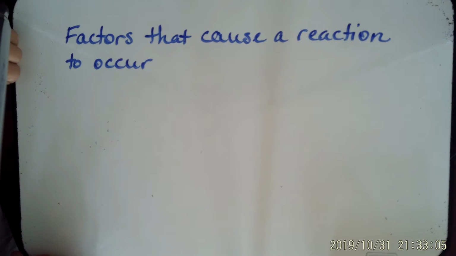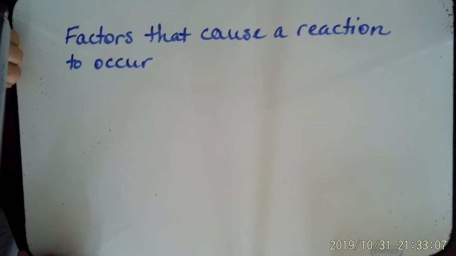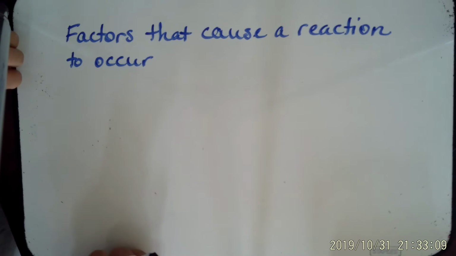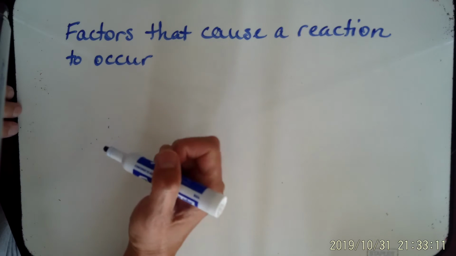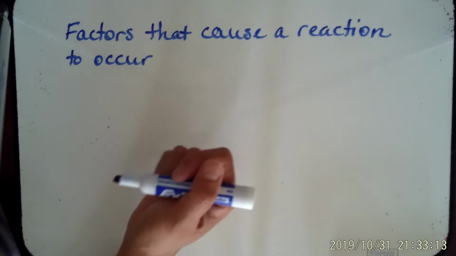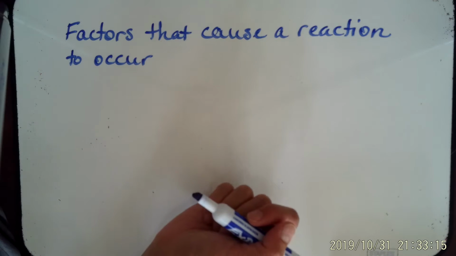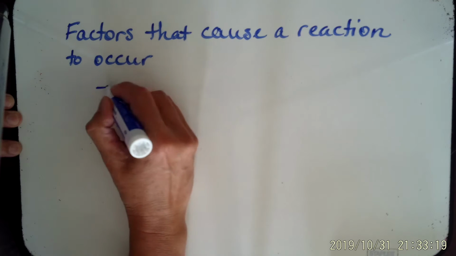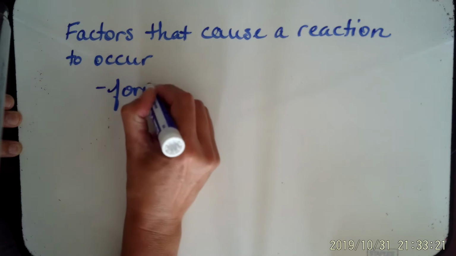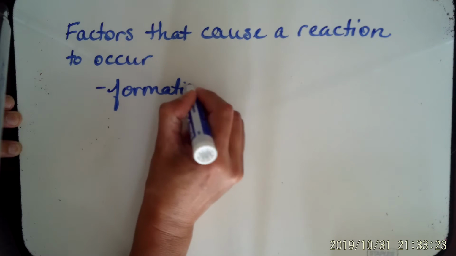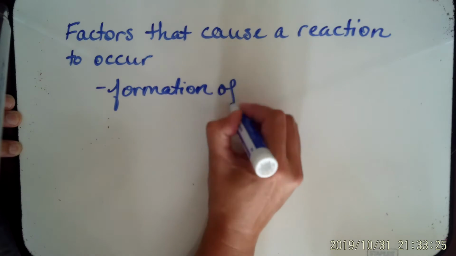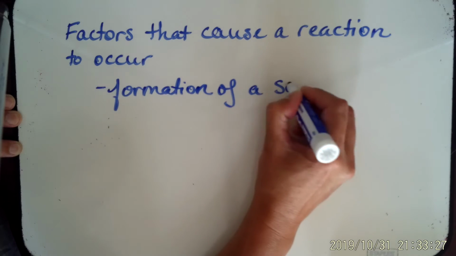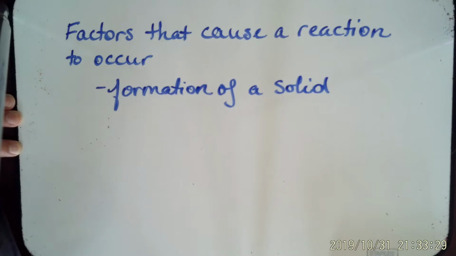Alright, so let's talk a little bit about why reactions occur. When we have a reaction, oftentimes we're mixing our two reactants and we need to predict what the products will be. Sometimes you'll see the formation of a solid. And there are different ways we classify reactions.